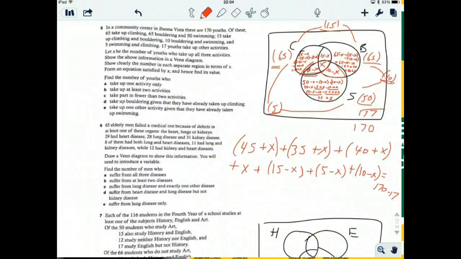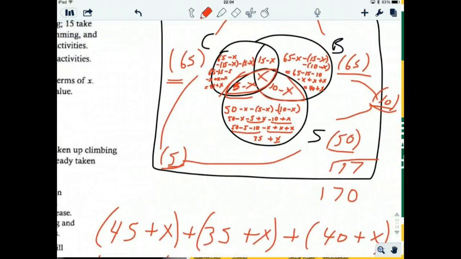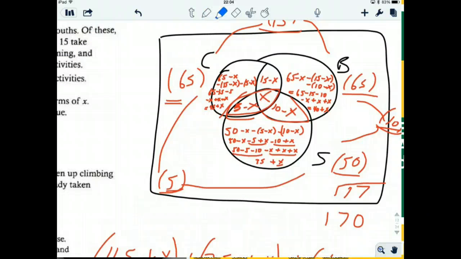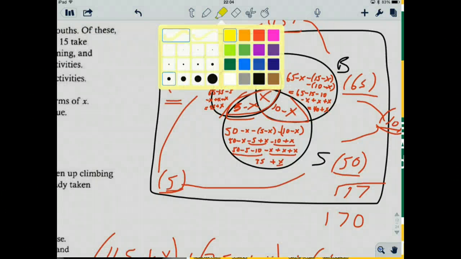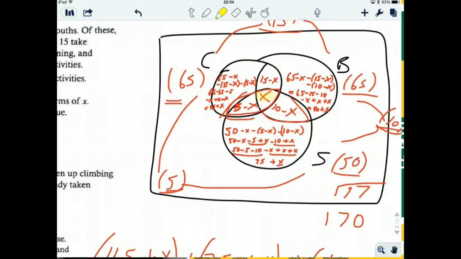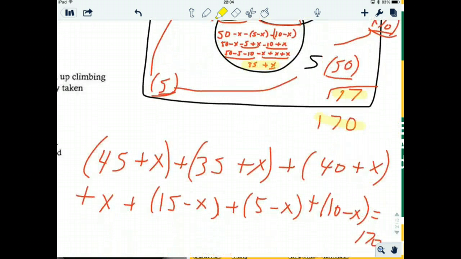Now we're just going to add up every single one of these quantities, and then we're going to make them equal to 170, because 170 is the total of all of the quantities. So we're going to add up x, 5 minus x, 10 minus x, 15 minus x, 35 plus x, 40 plus x, 45 plus x, and 17. And we're going to set it equal to 170 because those should add up, right? If we add up each one of these sections plus 17, we should get 170.